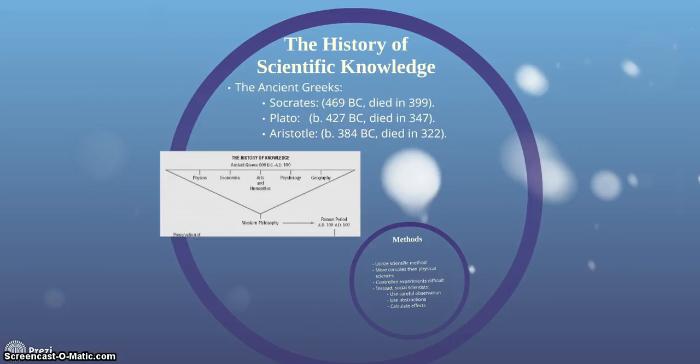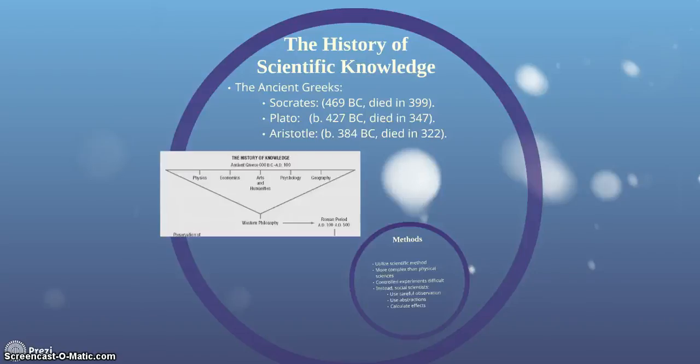The history of scientific knowledge, I can't go into it in detail, but it begins with the ancient Greeks. One of the most famous and original philosophers was Socrates, who was born in 469 BC. He died in 399. He was the mentor of Plato, his student, and Plato has written the dialogues of Socrates. Socrates himself didn't actually write anything, but he went around asking questions. That's where we get the idea of the Socratic method. And Plato recorded a lot of his dialogues.